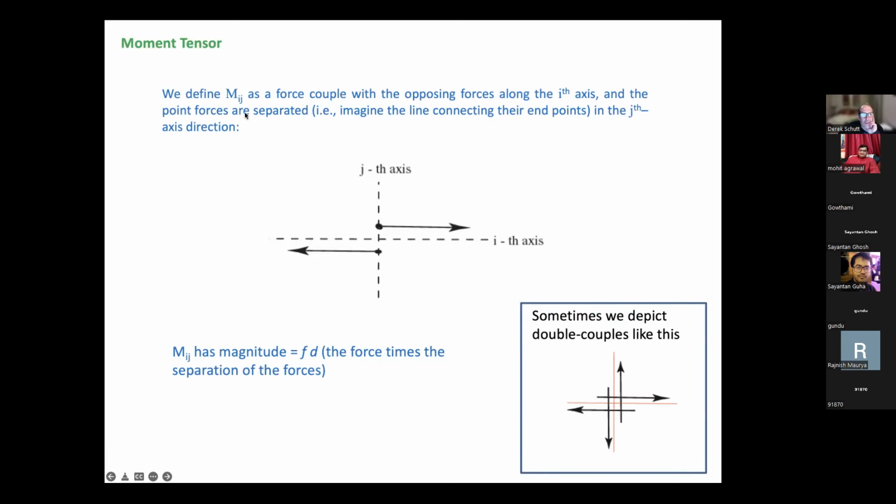So we define M sub ij as a force couple with the opposing forces along the ith axis. So here's the ith axis. So this is m sub ij. And m sub ij has magnitude of force times the distance that the forces are separated. So it's a moment. So m sub ij is one component of the moment tensor. And this is different from the m sub ij that we just calculated with the Kelvin-Christoffel matrix. This is a completely different topic.